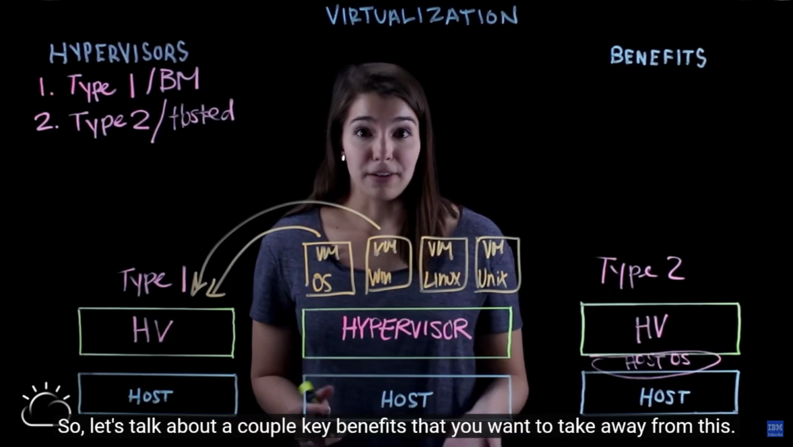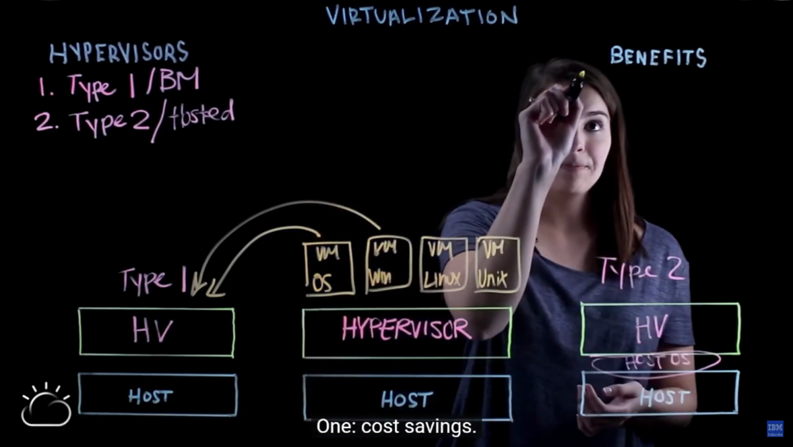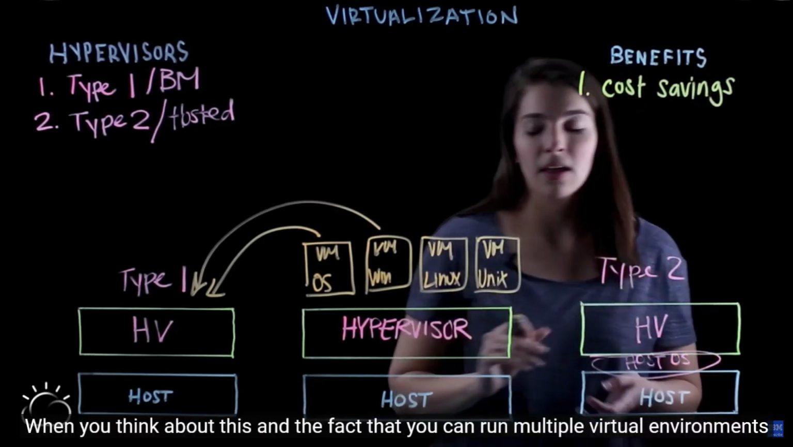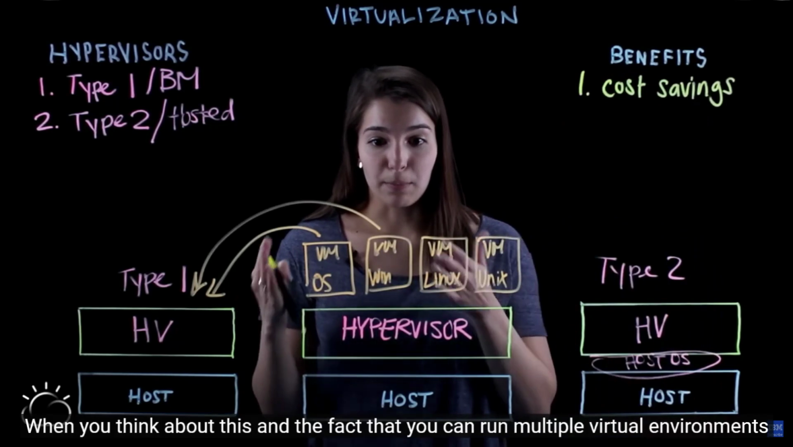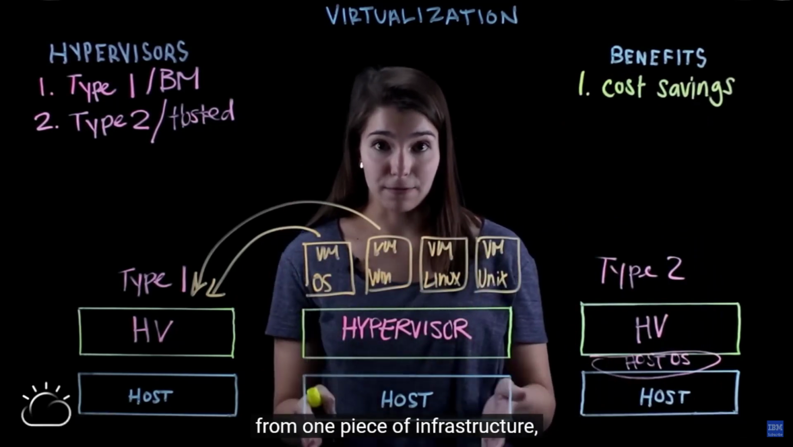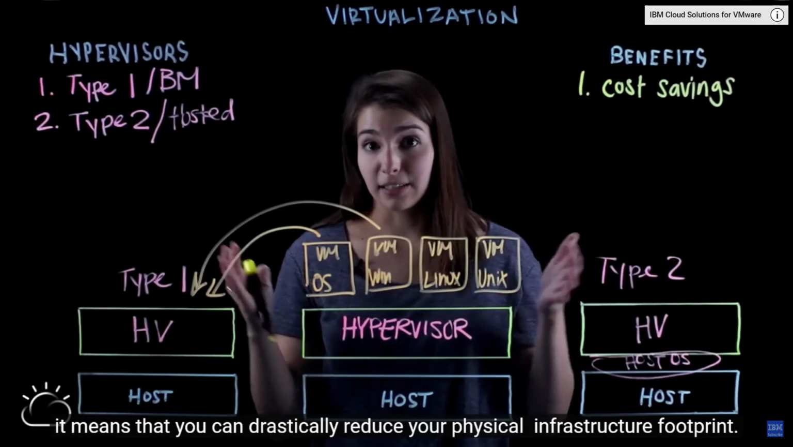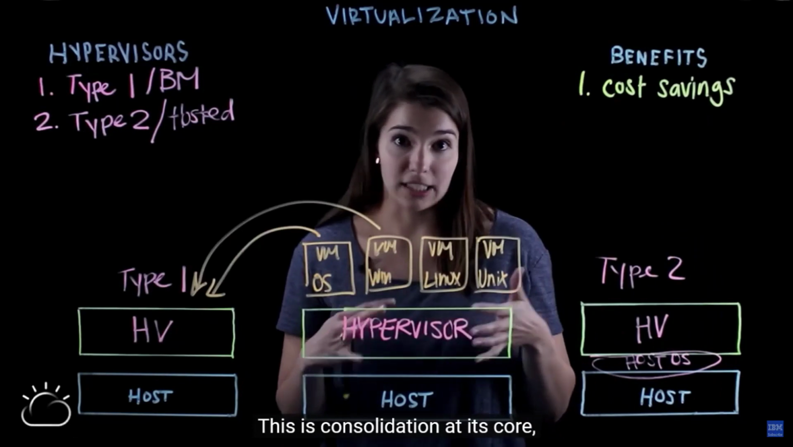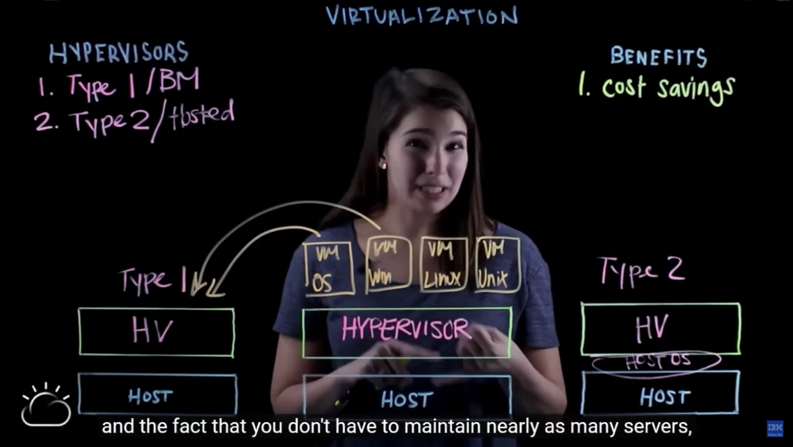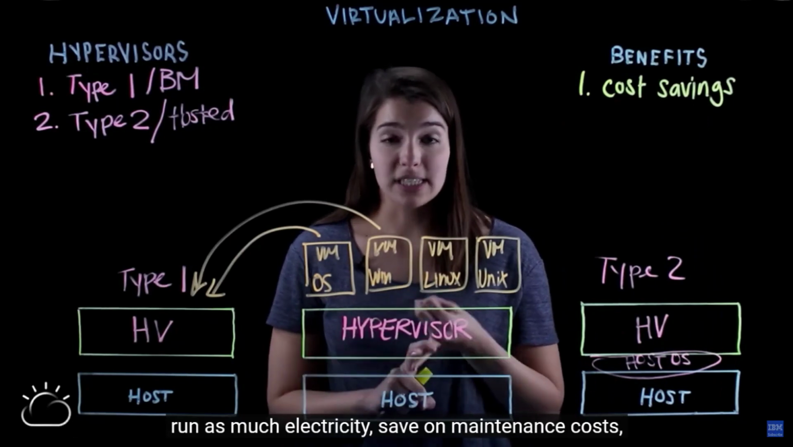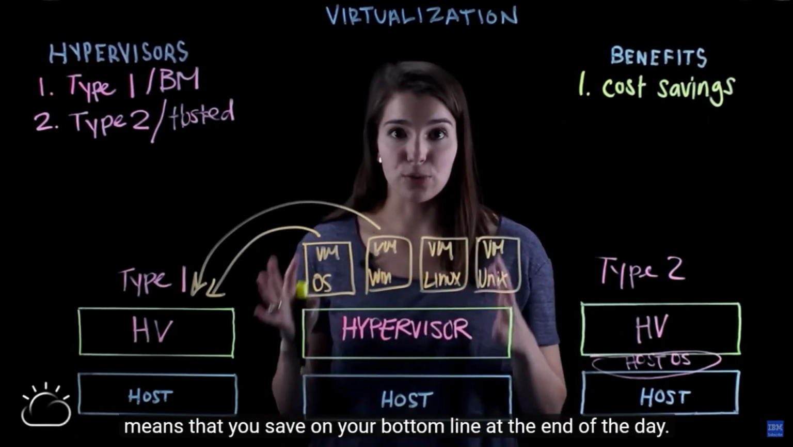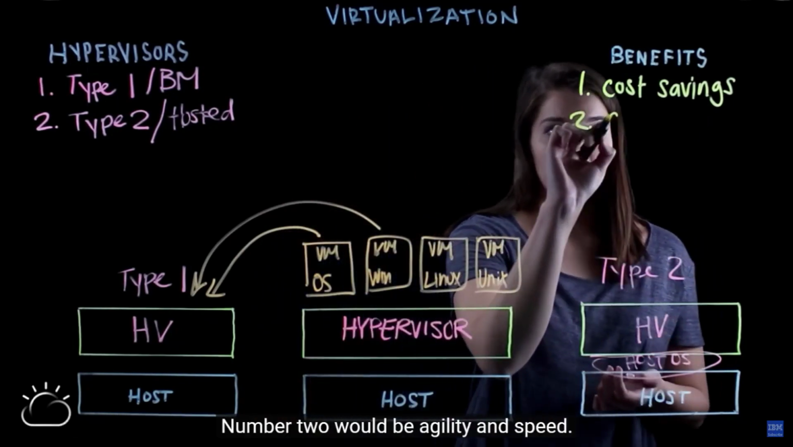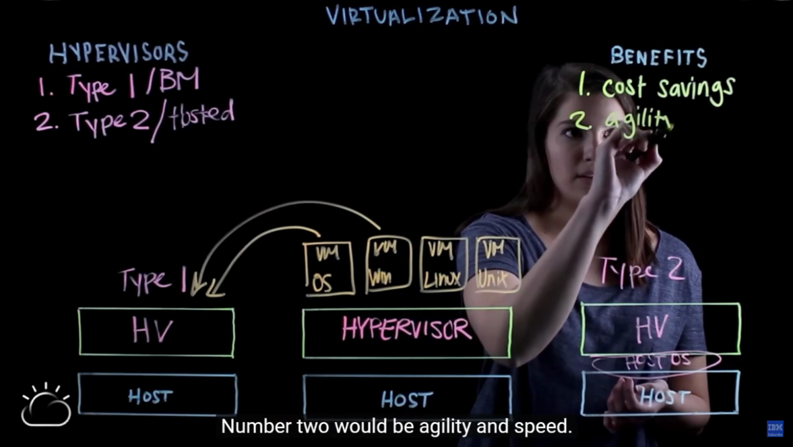So let's talk about a couple key benefits that you want to take away from this. One, cost savings. When you think about the fact that you can run multiple virtual environments from one piece of infrastructure, it means that you can drastically reduce your physical infrastructure footprint. This is consolidation at its core, and the fact that you don't have to maintain nearly as many servers, run as much electricity, or spend as much on maintenance means that you save on your bottom line at the end of the day.